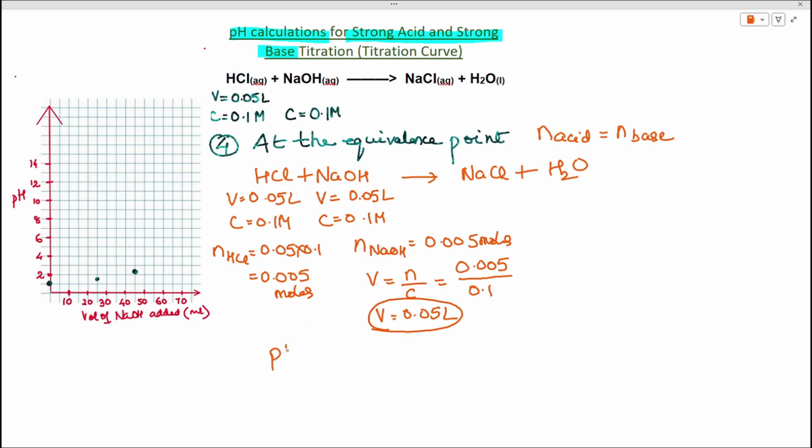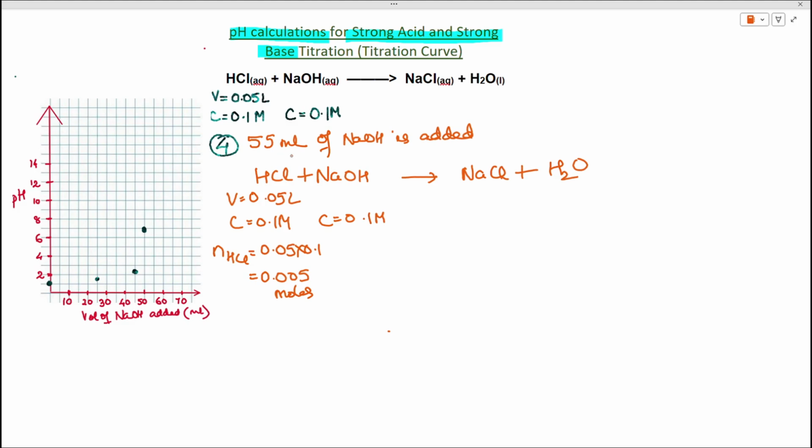So the pH of this solution at this point is going to be equal to 7, which means when the volume of NaOH is 50 ml, the pH is 7. So we've made a mark over here. And now we are going to proceed to our next step.